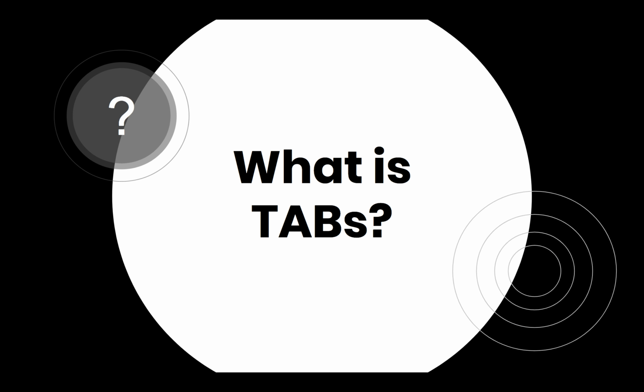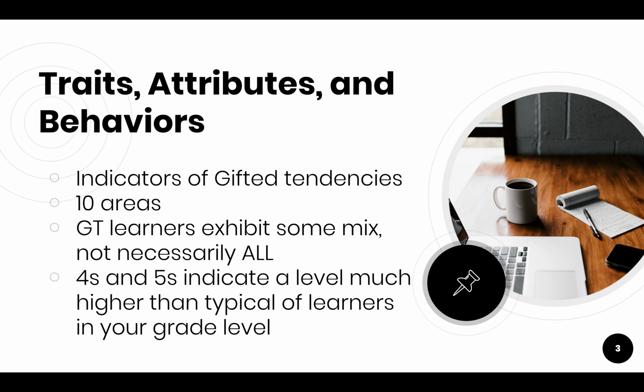And so, what is TABS and what does it stand for? TABS stands for traits, attributes, and behaviors. It will look at different indicators of gifted tendencies. It will look at 10 different areas of these tendencies, and your GT learners in your class or learners that you may suspect may have some gifted characteristics might not necessarily have all of those 10 different areas showing up.